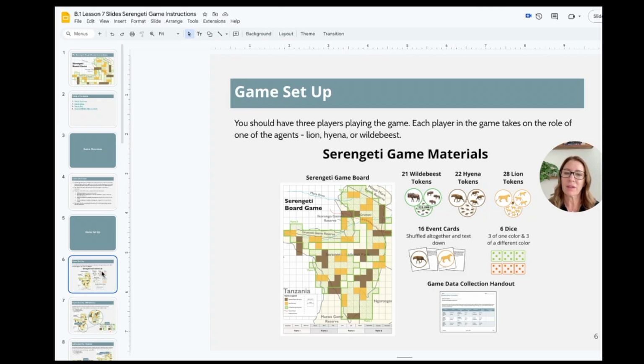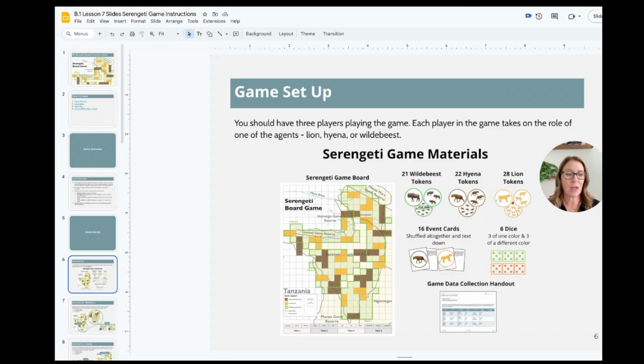So the first one is, let's talk about the materials. The wildebeest are going to have 21 tokens. On their game card, Meet the Wildebeest, it talks about how many of the herd, how many of the small group, and how many of the individual tokens they're going to have. Same with the hyena, same with the lions. There's going to be event cards. There are 16. They need to be shuffled and text down.